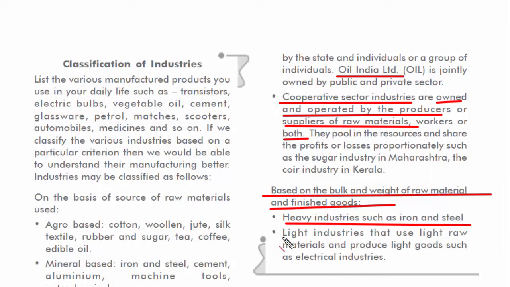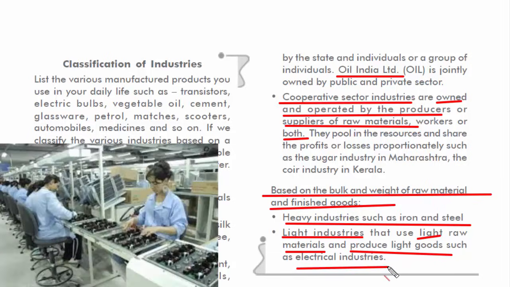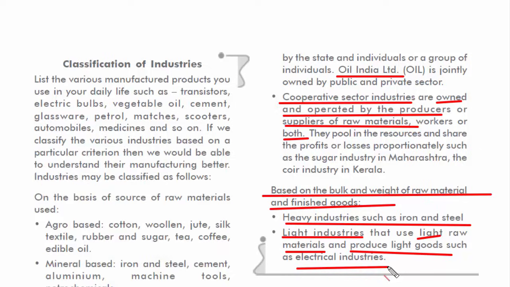And then we have the light industries. So here the raw materials that are used are light in nature, and the produced good is also not that heavy. It's light, such as the electrical industries, which consist of wires and fuses, bulbs, lights. All these things are very light output compared to machineries or big tools that we produce under heavy industries. So anyways, I hope you get the entire picture of classification of industries, how industries are classified in India.